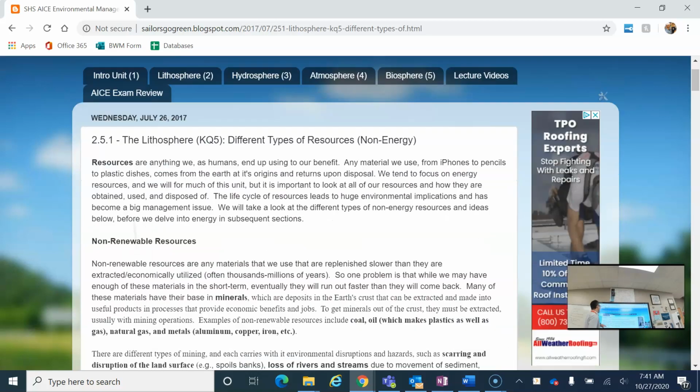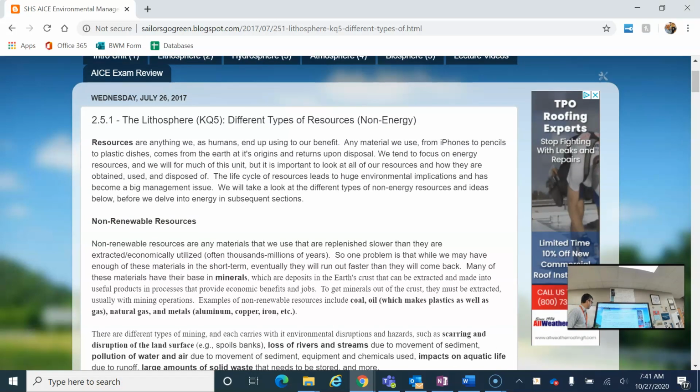All right, resources are anything we as humans end up using to our benefit. Any material we use, from your iPhones to pencils, plastic dishes, tables, anything, your computers, everything has its origins upon the earth, right? Everything comes from stuff that's inside of the earth. So it's kind of interesting to think about that because we think a lot of things as being man-made, and yes, they are, but you can't just make up a material and have it come out of thin air. It has to come from the earth.